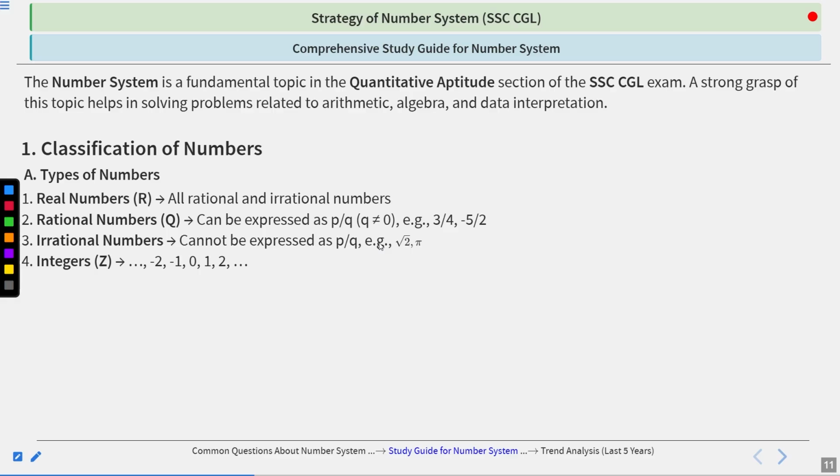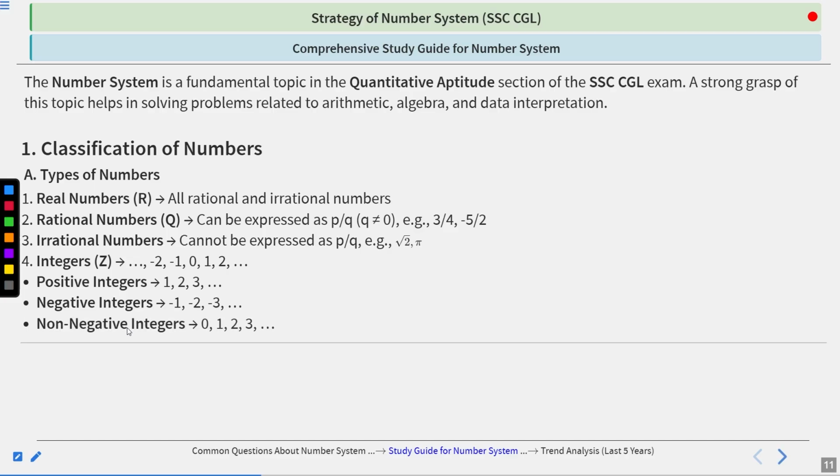Next one is integer. All positive and negative numbers are called integers. So minus 2, minus 1, 0, 1, 2, from minus infinity to plus infinity. Integers we can break into positive integers, which contain 1, 2, 3, 4 up to infinity, negative integers, minus 1, minus 2, minus 3 up to infinity, and non-negative integers, where we include 0: 0, 1, 2, 3 up to infinity.